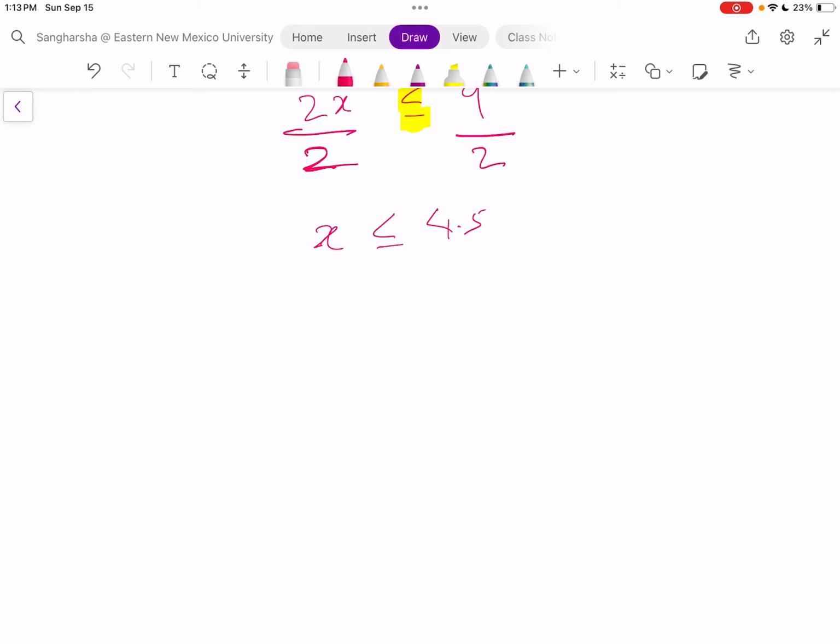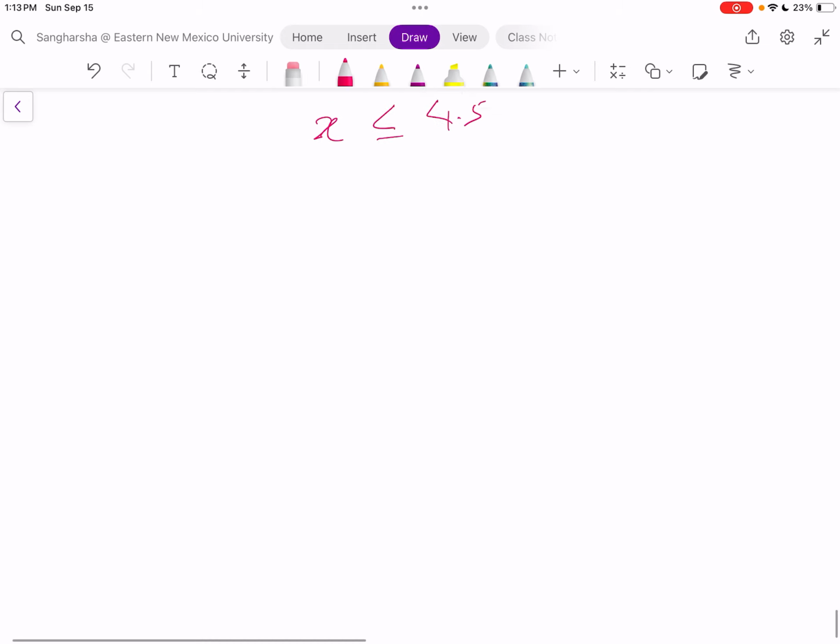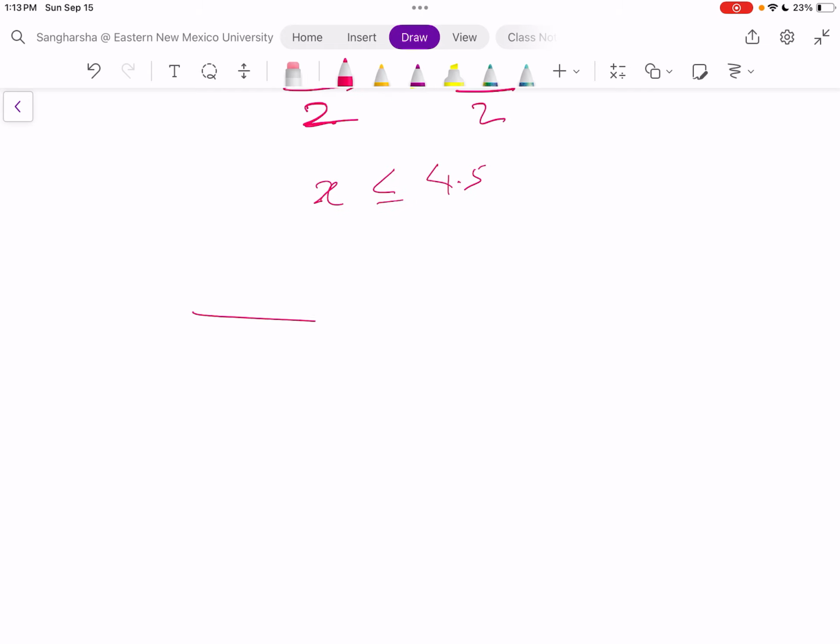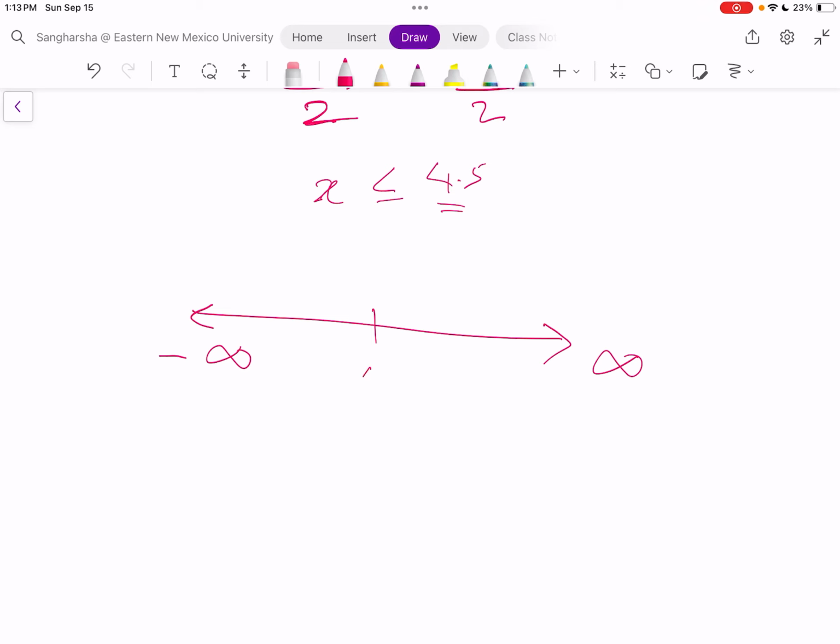And the next thing you have to keep in mind is that you are asked to write your answer in interval notation. So for that, you draw a number line. We have negative infinity, we have positive infinity, and we have 4.5 somewhere here. Now 4.5 is also a solution. You have the equals sign here, so your x is equal to 4.5 or less than 4.5. And whenever you have an equals sign, you are going to use a closed circle.